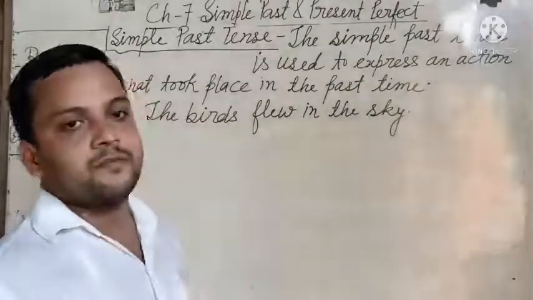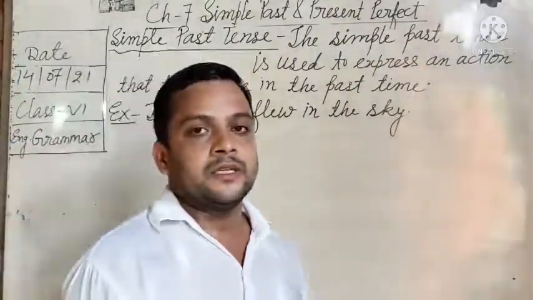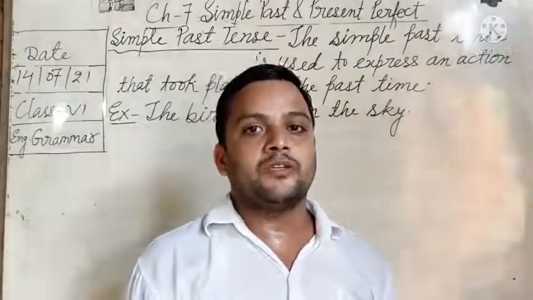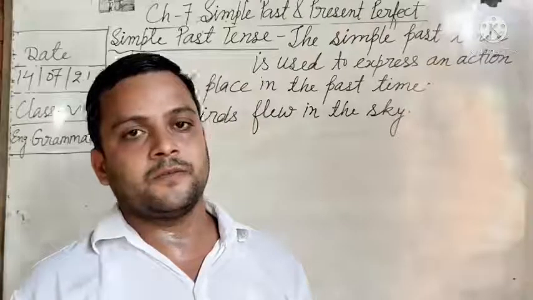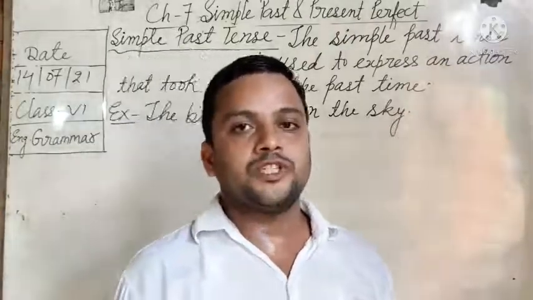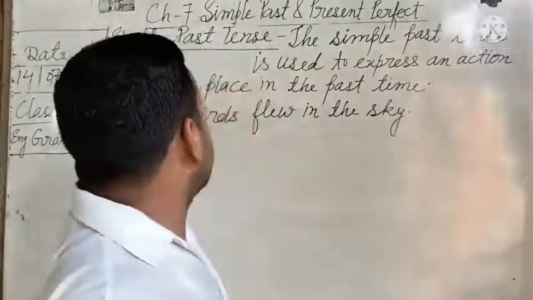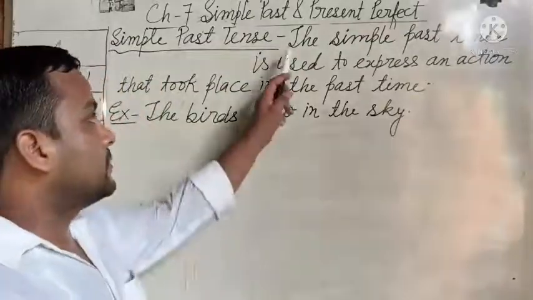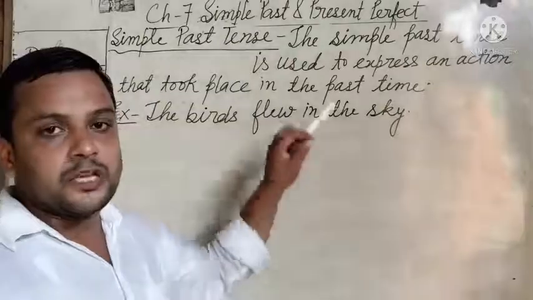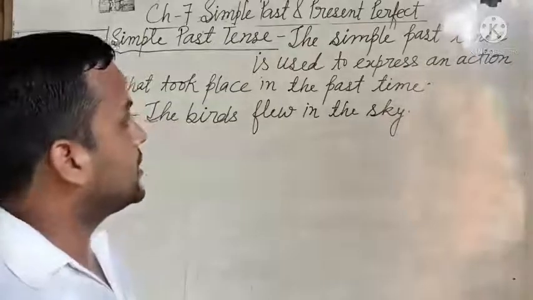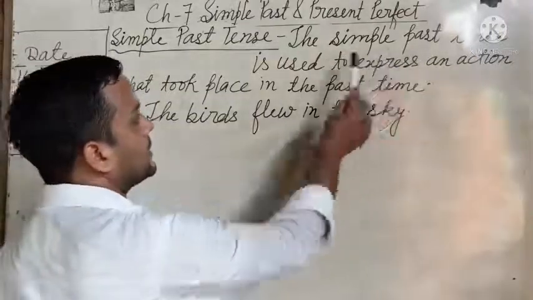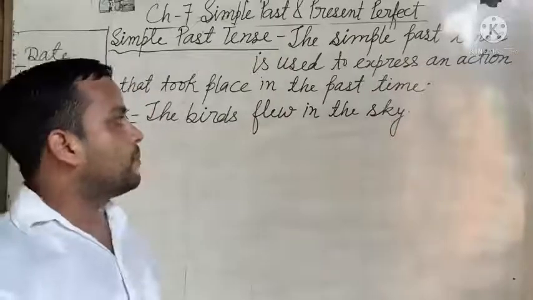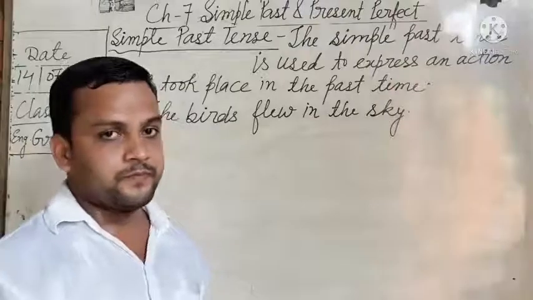Good morning everyone. Students, today we will continue with chapter number 7, and the name of the chapter is Simple Past and Present Perfect Tense. Students, in the previous class you read about present perfect tense. So today I am going to teach you the simple past tense. Students, I have written the uses of simple past tense. Just see here. The simple past tense is used to express an action that took place in the past time.